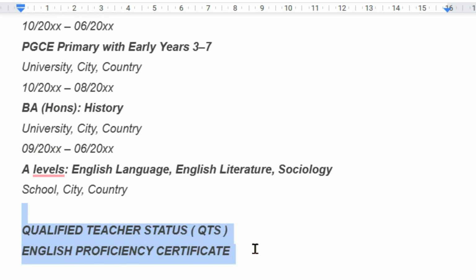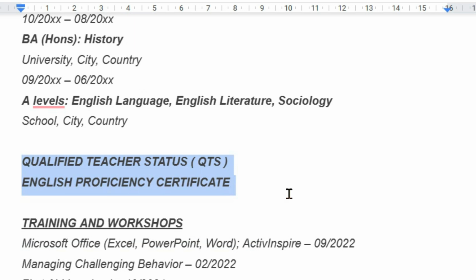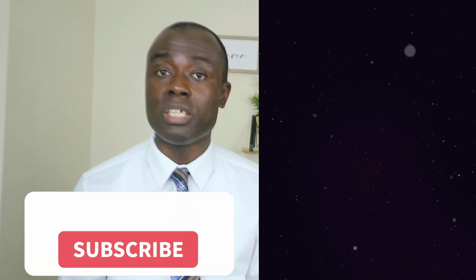Then under the education, before I forget, I also said under the education, you can write about your QTS, or your UK teacher's license. If you've got it, you can put it there. Okay, that's your education and qualification.